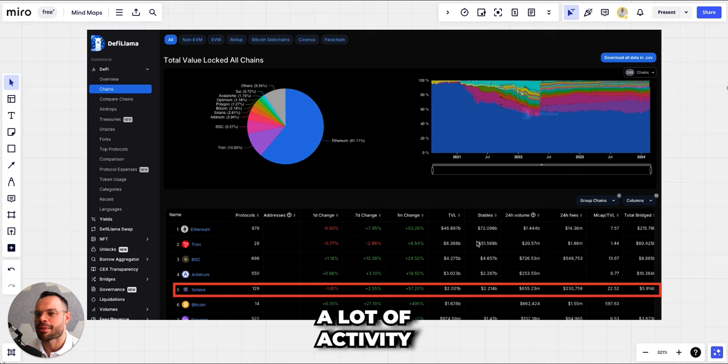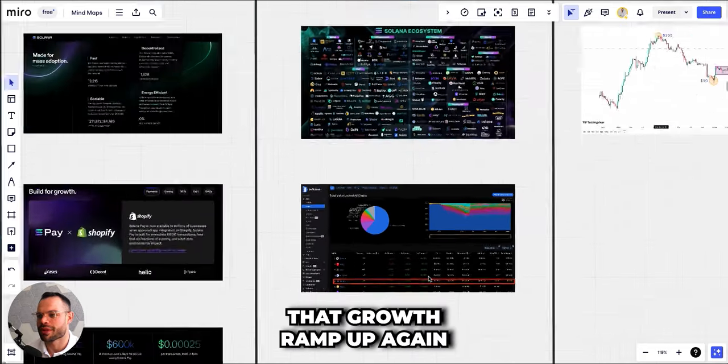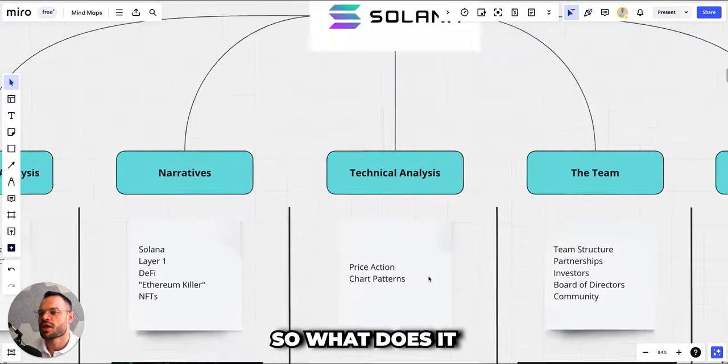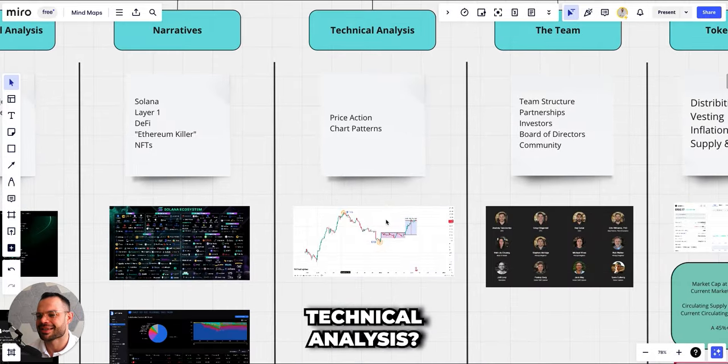So Solana had a lot of activity in terms of total value locked in DeFi during the 2021 bull market, and we're starting to see that growth ramp up again with this new bull cycle. So what does it mean when it comes to technical analysis?